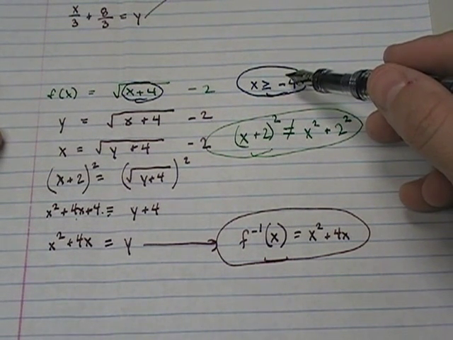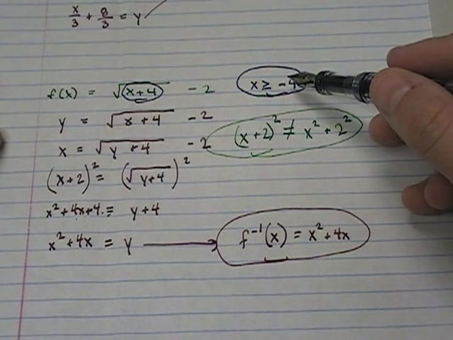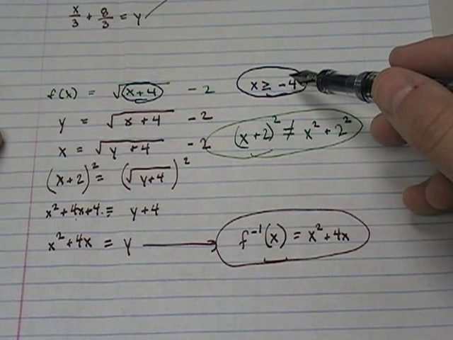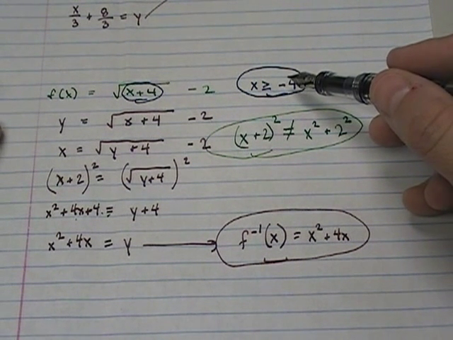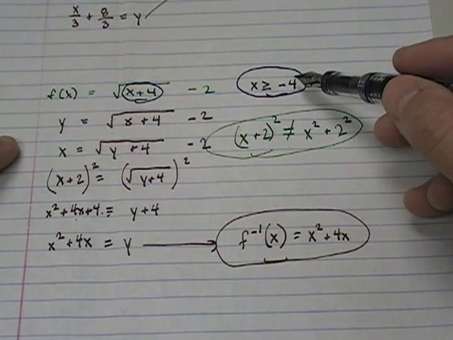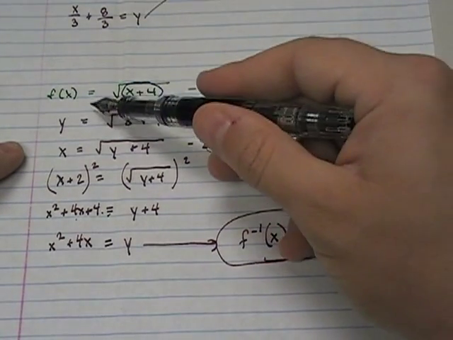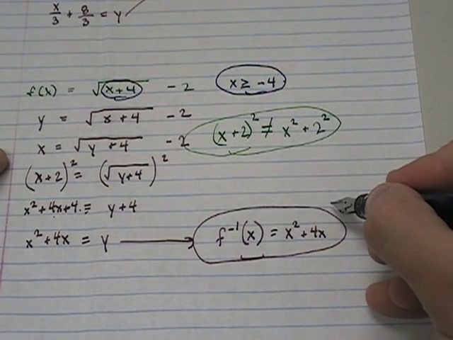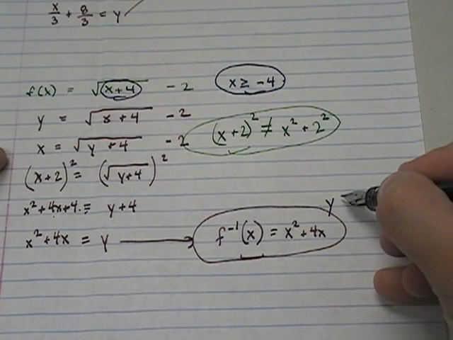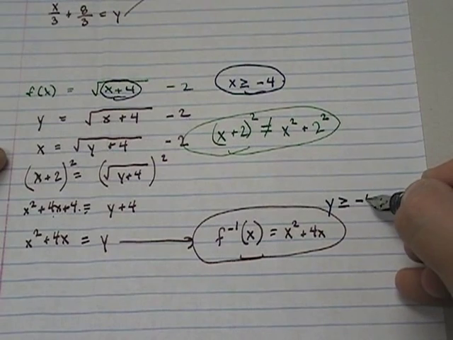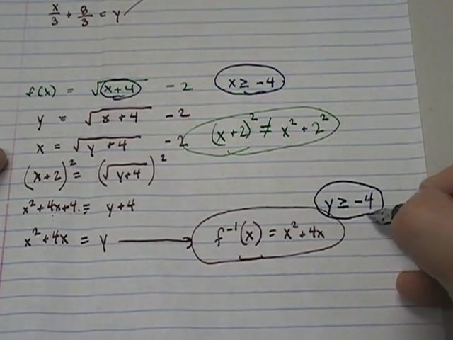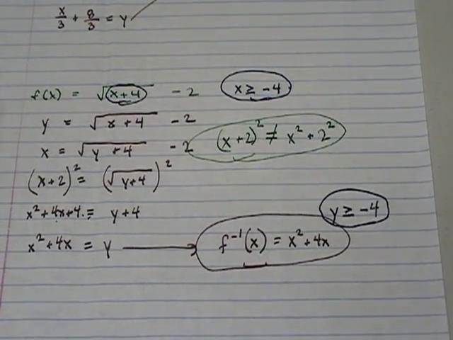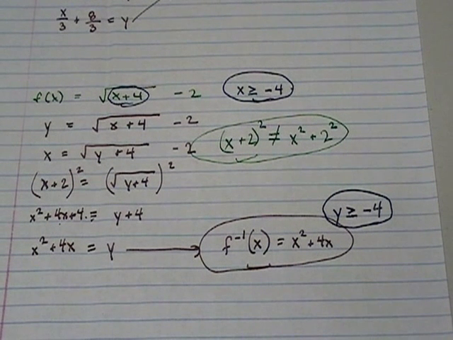Well, in finding the inverse, I swapped x and y. And when I swapped x and y, I swapped the domain and the range. So if the original equation has a domain restriction, the new equation will have an equivalent range restriction, okay? An equivalent range restriction, okay?